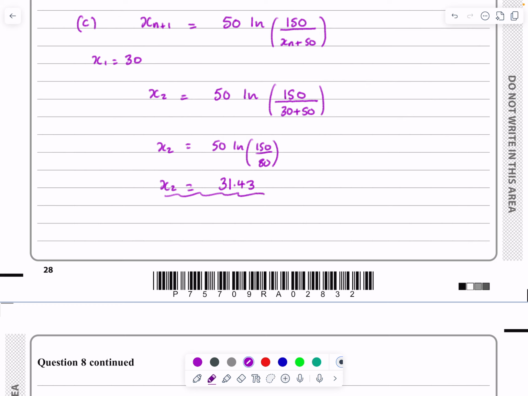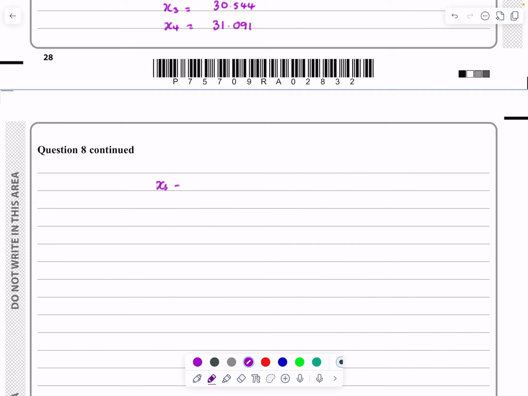31.43. Once I've done that, then it says, right, now can I show it to 2 decimal places, which means I need to find x3, x4, x5, and so on. So x3, which would be a matter of putting x2 in, I'm just going to tell you to 3 decimal places what these answers work out to be, and it works out to be 30.544. x4 works out to be 31.091. So obviously I've done all this previously. x5 works out to be 30.753, and so on and so on.